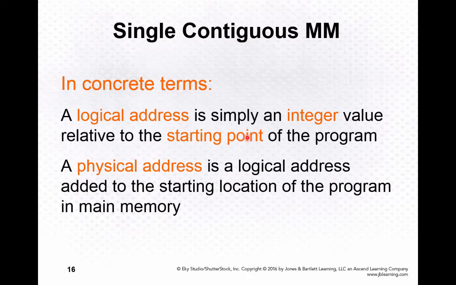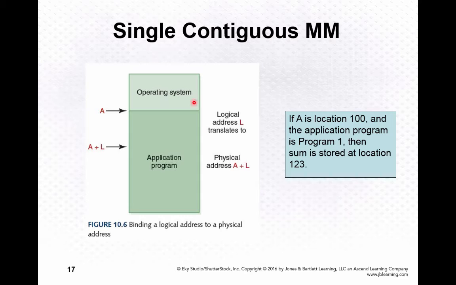So in concrete terms, what you have is a logical address, which is just an integer that specifies the offset relative to the beginning of the program, and the physical address is just obtained by adding a constant, the location of that program, to the logical address. So if your operating system takes up a certain amount of space, and then A is the address at the beginning of your program, when you try to access logical address L, what you actually access is the physical address A plus L down here somewhere.